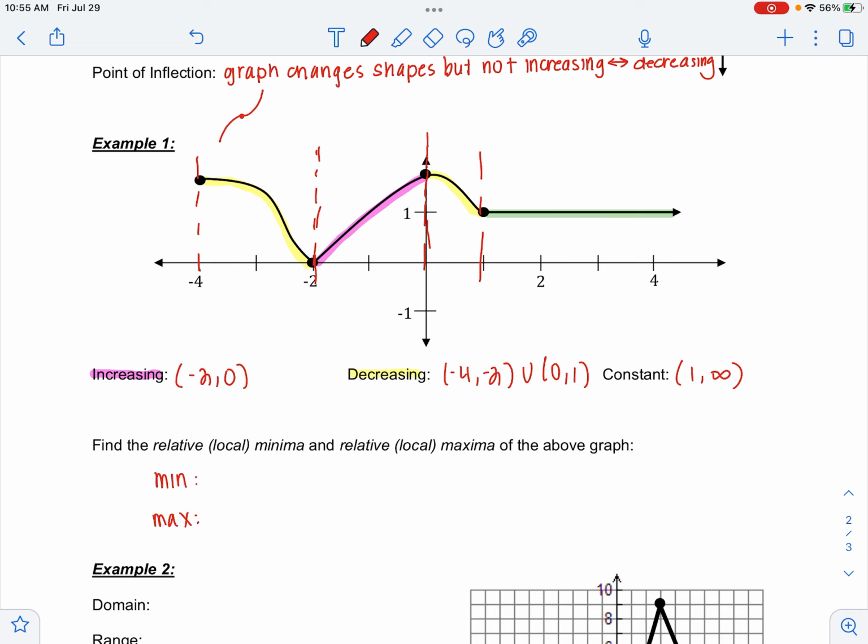Okay, so I'm looking for relative min, where the graph goes from decreasing to increasing. So on mine, it'd be going from yellow to pink, which is right here. I'm not going to say the point -2, 0. I say the y value, which is 0.